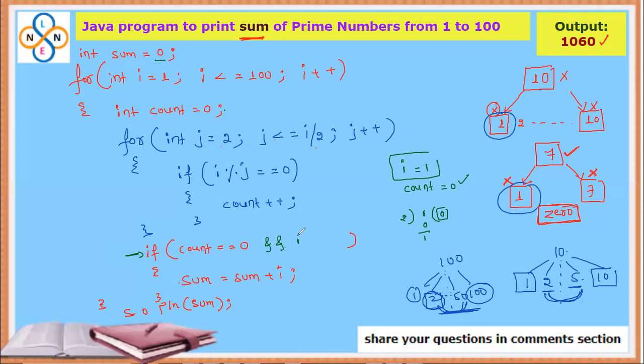That's why I am making this as I should not be equals to 1. This is the one more condition. So with this complete logic, you get the sum of prime numbers for any given range of numbers. So for example, 1 to 100, then the output will be 1060. Hope you understood this reason as well. We execute the same program through Eclipse.